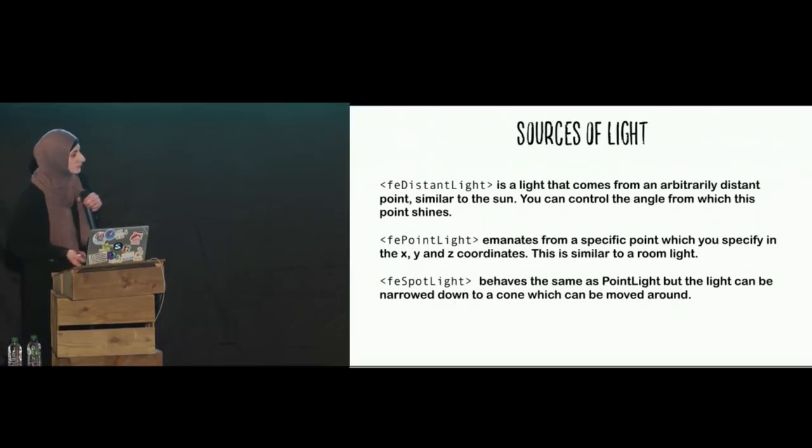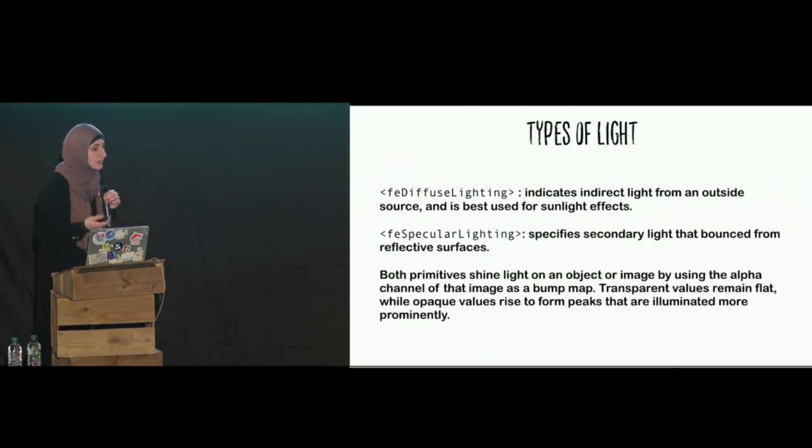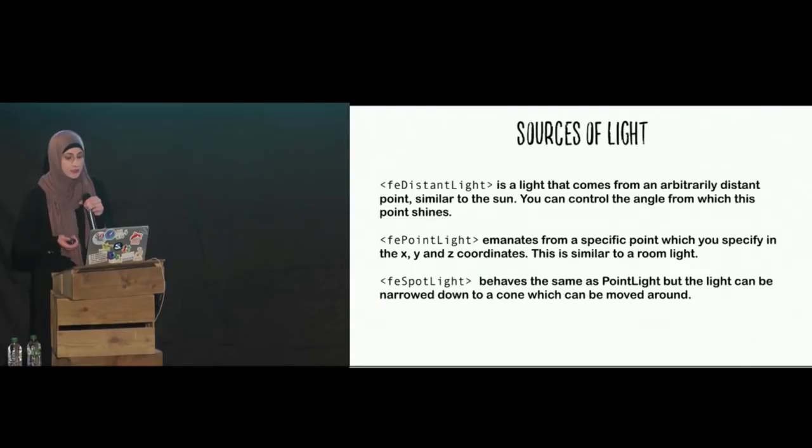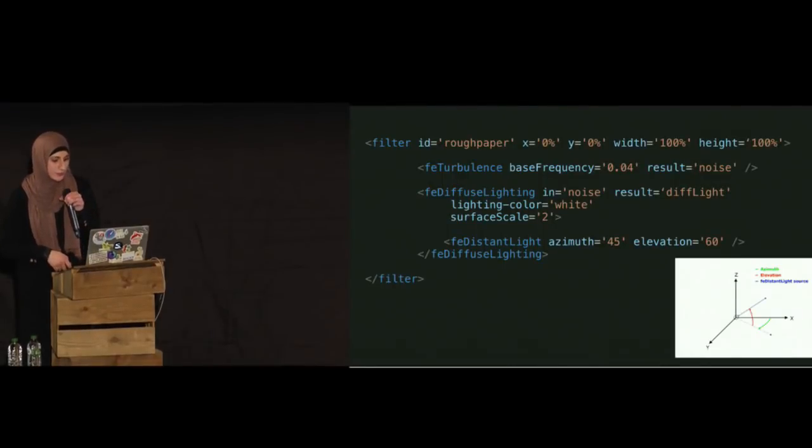There are 2 types of light and there are 2 sources of light. To create a light source, you nest the light source inside of the light type. So you have the type, the source inside of it, and then you finally specify the lighting color. So to light the noise we generated earlier, we will apply a white diffuse lighting, which is the sunlight, emanating from a distant light source. And this is what the code looks like.